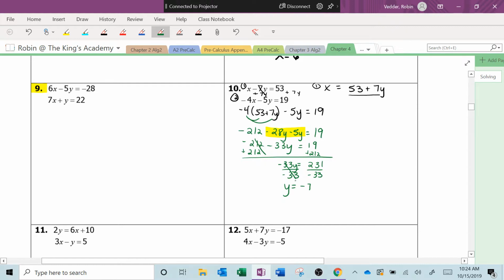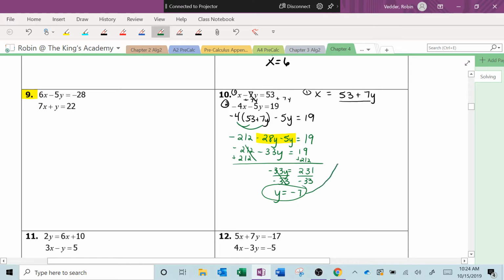And the easiest place to find your other variable, remember the beginning where we got that first variable by itself? That's the easiest place to go back and solve for your other variable. So we take y equals negative 7 and we plug it right back in that blank spot. So we have x equals 53 plus 7 times negative 7. So again, we replaced y with negative 7, and then we go ahead and finish solving for x. 7 times negative 7 is a negative 49, and 53 minus 49 is 4. So their point of intersection is the point 4 and negative 7.